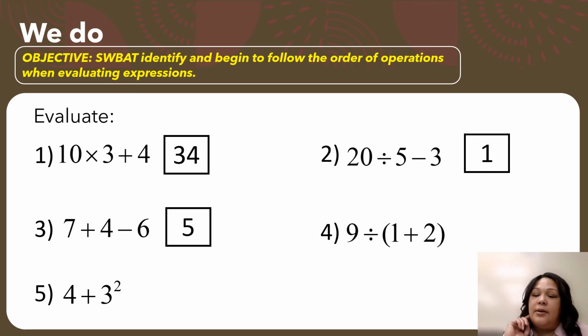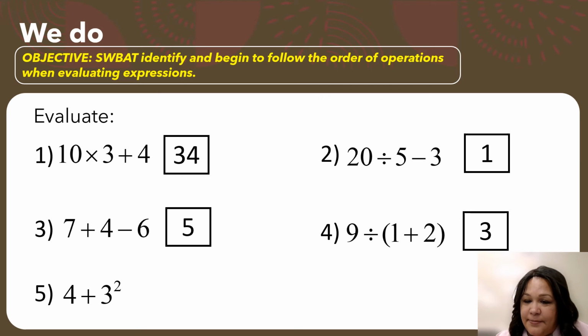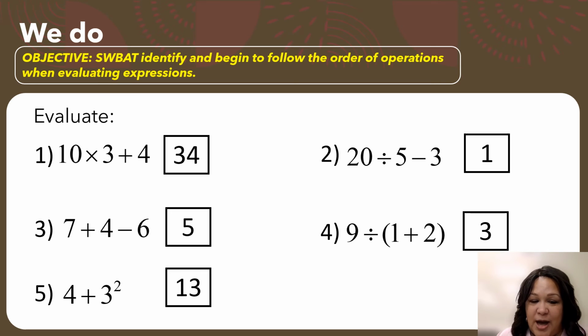All right, so number 4. Where are we going to start on this one, Jaden? Okay. In the parentheses, that's correct. So 9 divided by 3. There you go. Excellent. All right, number 5. Any volunteers? Okay. All right, Luther, so you're saying 4. We're going to do our 3 squared first because that's our exponent. And then 4 plus 9 is 13. Good job.